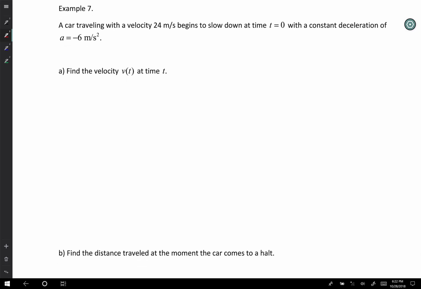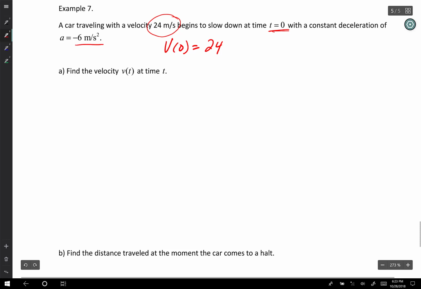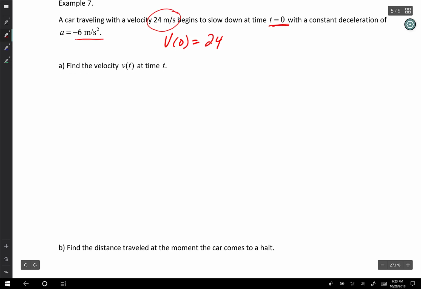A car traveling with a velocity of 24 meters per second begins to slow down at t equals 0. So this is my initial velocity then. Velocity initial is 24. And everything's in meters per second, so we're good. With a constant deceleration of -6 meters per second squared. So there it is. And it says find the velocity v of t at time t.